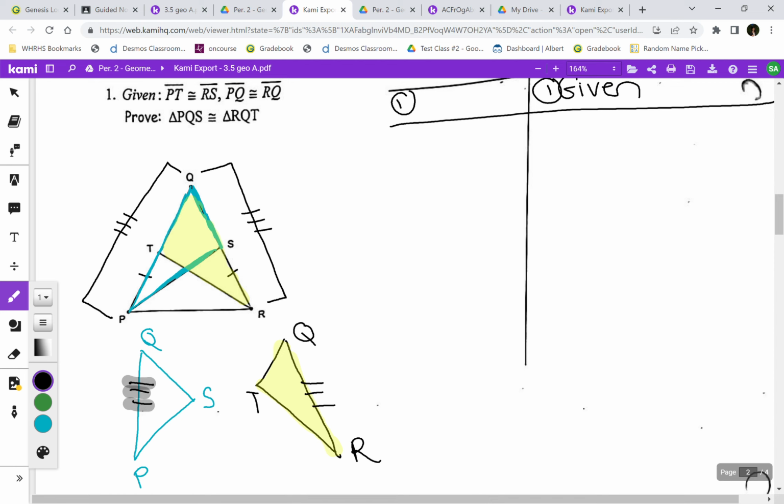Go back to our overlapping triangles. Is QT a full side of the yellow triangle? Is QT a full side of the yellow triangle? QT?